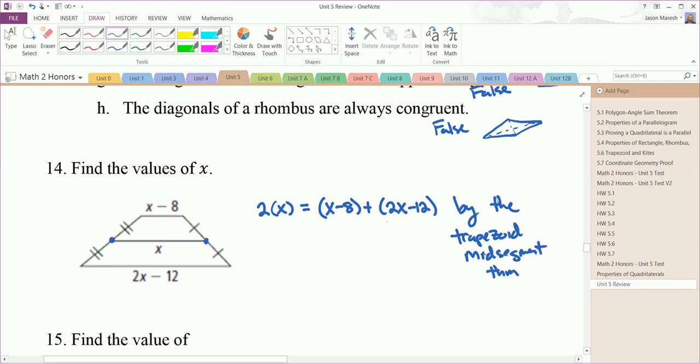And so we have an algebraic equation we can solve. So this is 2x is equal to 3x minus 20. Subtract 3x and you get negative x is equal to negative 20. And multiply both sides by negative 1 to get x is 20.